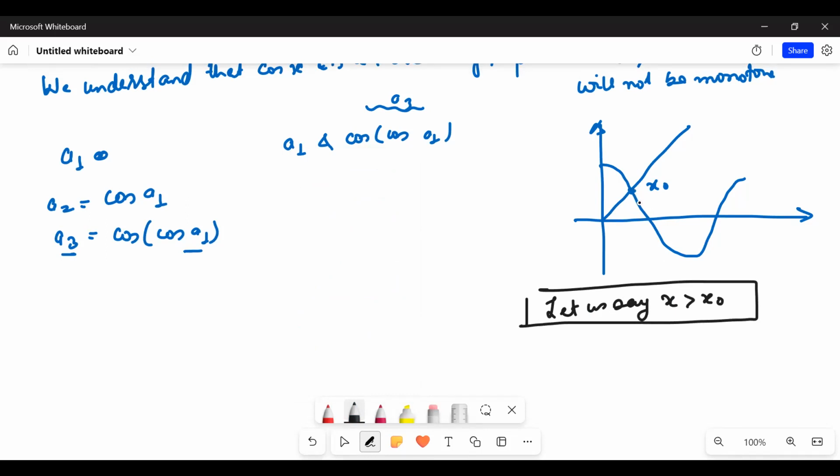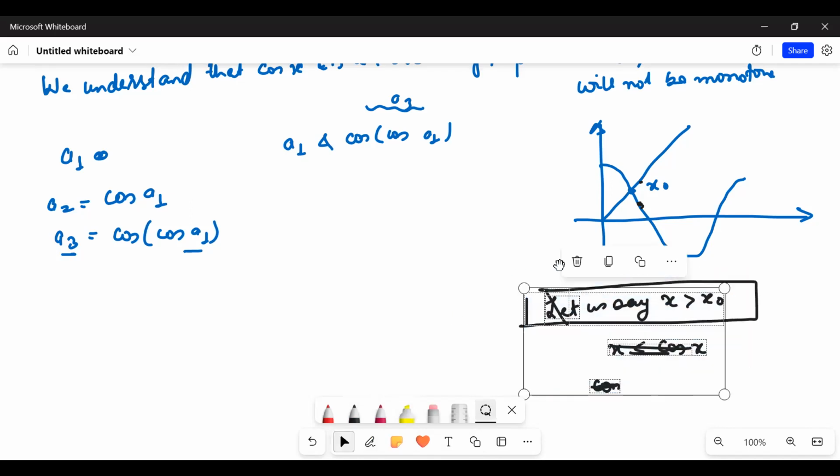So if x is greater than x0, let's say here it is. We are here. Here you can see that this is bigger and this is less. So I can write for all x greater than x0, clearly x would be less than cos of x. And if I take cos of, okay, so we have to compare cos of x. So it's better to leave this idea, sorry.